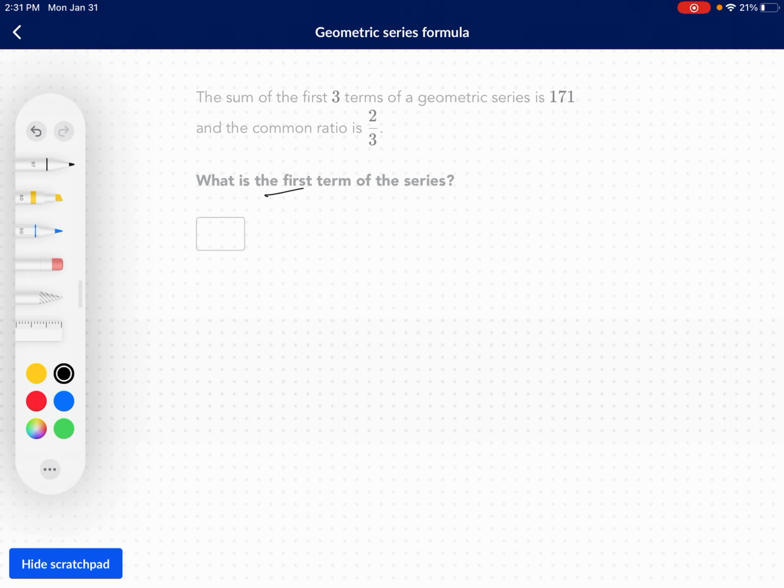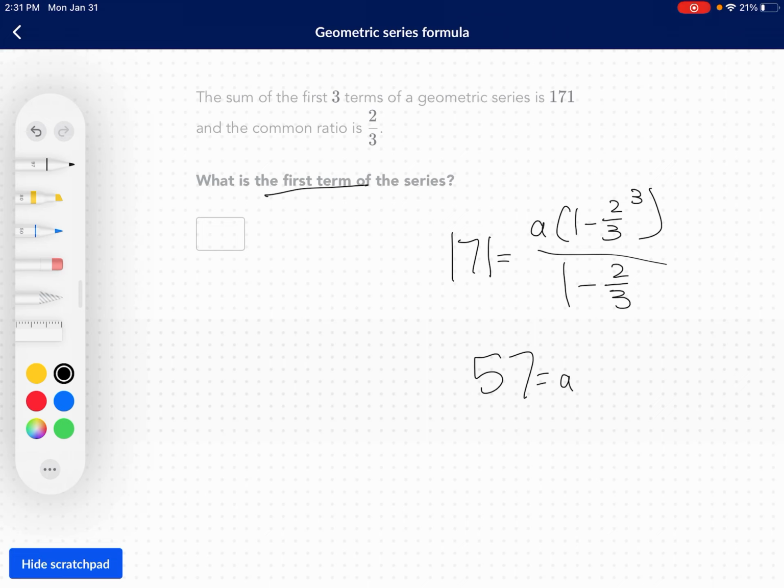Okay, use the same. Oh, it's asking for the first term now. So the sum of the 3 terms is 171 equals the first term multiplied by 1 minus the common ratio, which is 2/3, in those 3 terms, and 1 minus the common ratio. You solve for A. 1 minus 2/3 is 1/3, so you multiply 1/3 on both sides. 171 times 1 over 3, you get 57. 57 equals A times 1 minus 2/3 cubed.